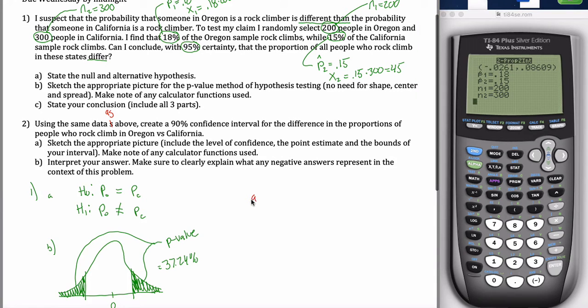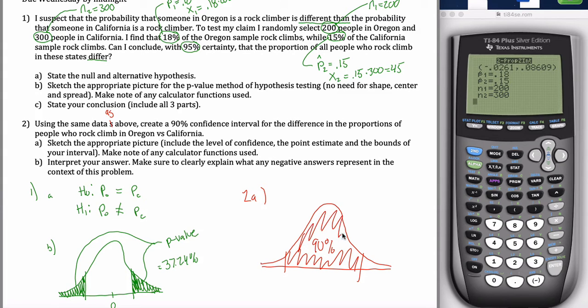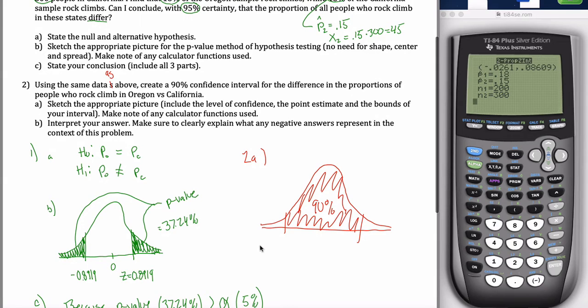Sure. What I'm supposed to do is first sketch the picture. So when I sketch my picture, I want to make sure I include 3 things. The level of confidence, 90% in this case. The bounds of the interval, which are given to me in the output here conveniently. So I got negative 0.0261 and positive 0.0861 if I want to round to 4 decimal places. Not super important that you do. And then I also like it if you include the point estimate in here. Let's see if I explicitly asked you to do that. Yeah, I did. Level of confidence, point estimate, and the bounds of the interval.